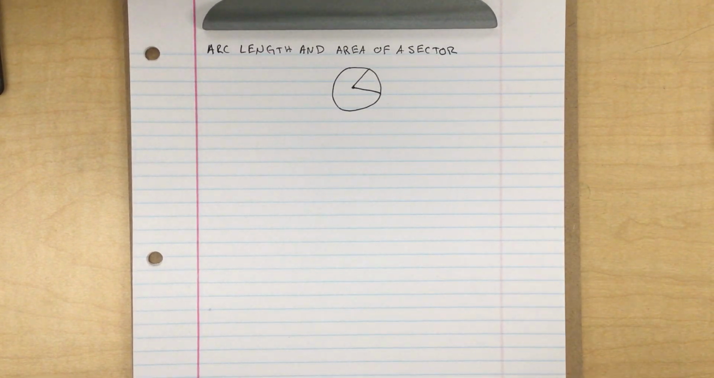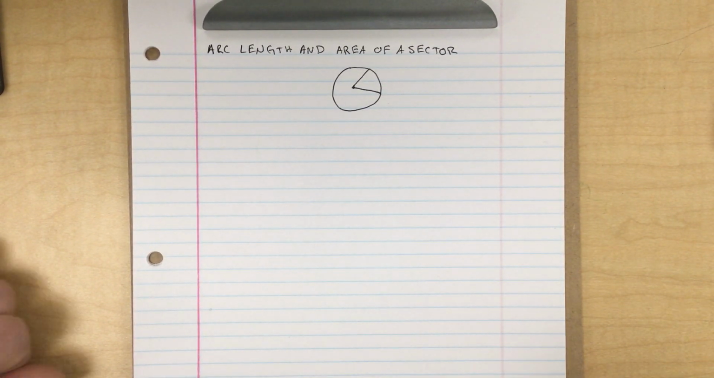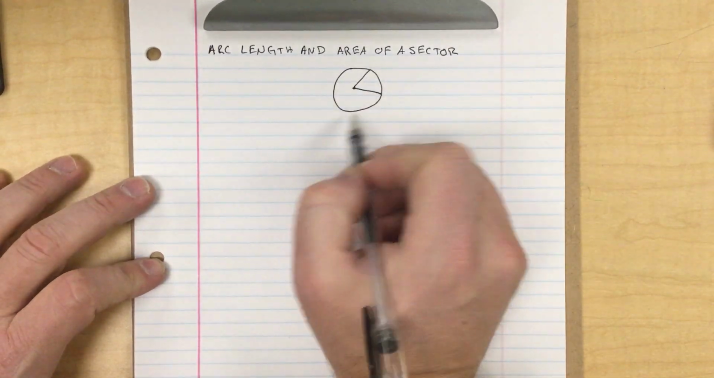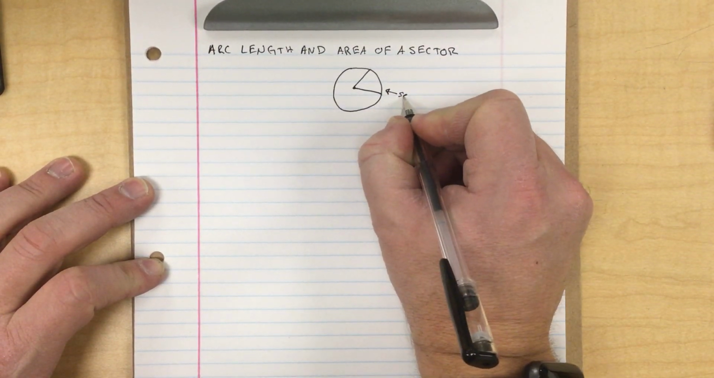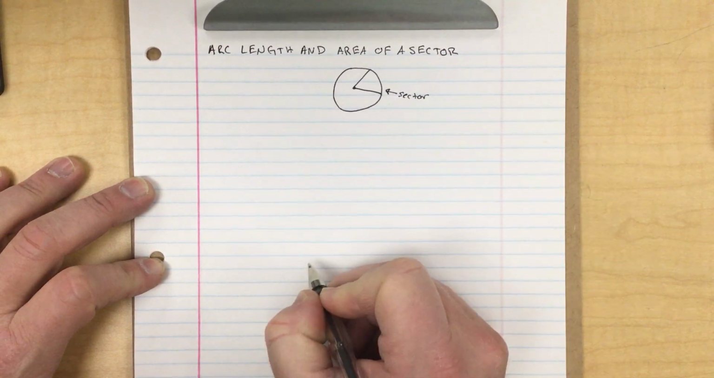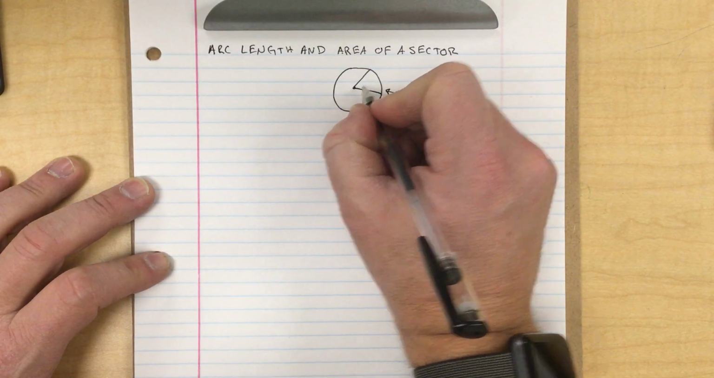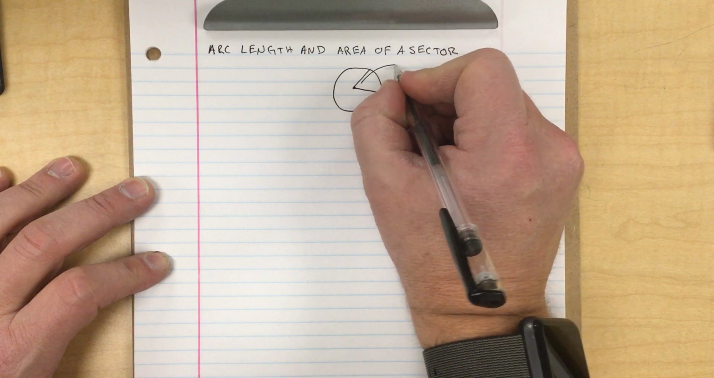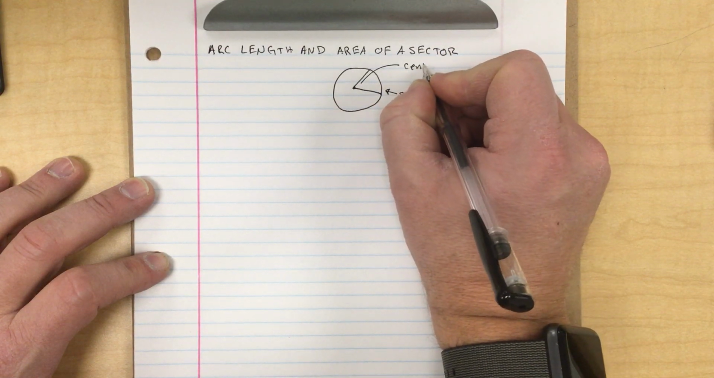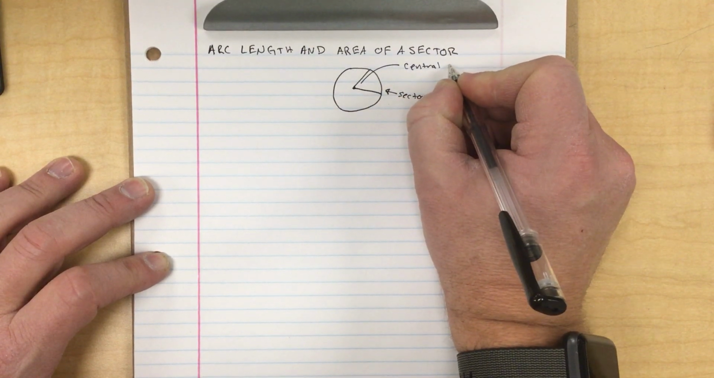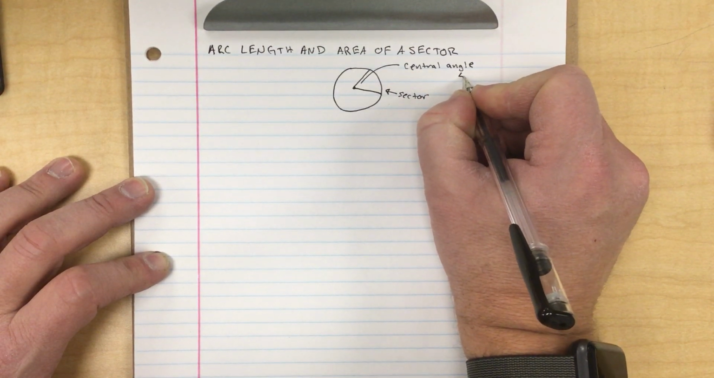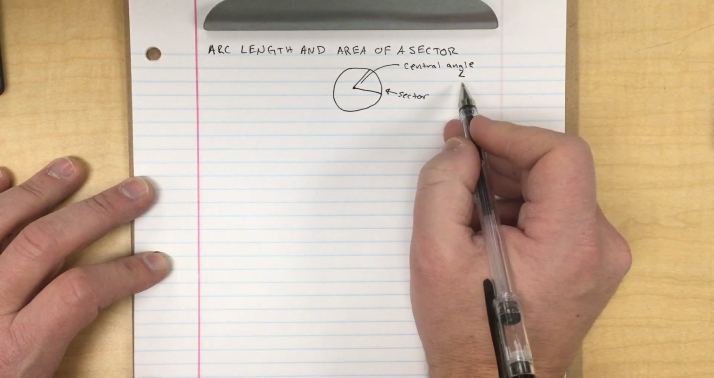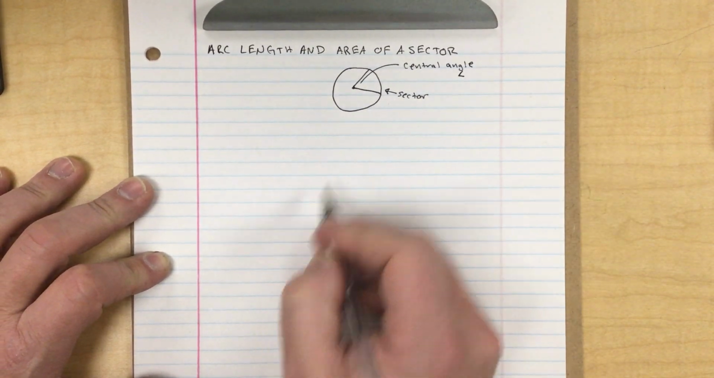Good morning. Today we're going to be talking about arc length and area of a sector. So if we have a circle like this, this piece right here is called the sector. Just to hit some vocabulary, this here is what's called the central angle, which we can abbreviate with an angle symbol like this. It's kind of like a greater than or less than sign, except this is flat.